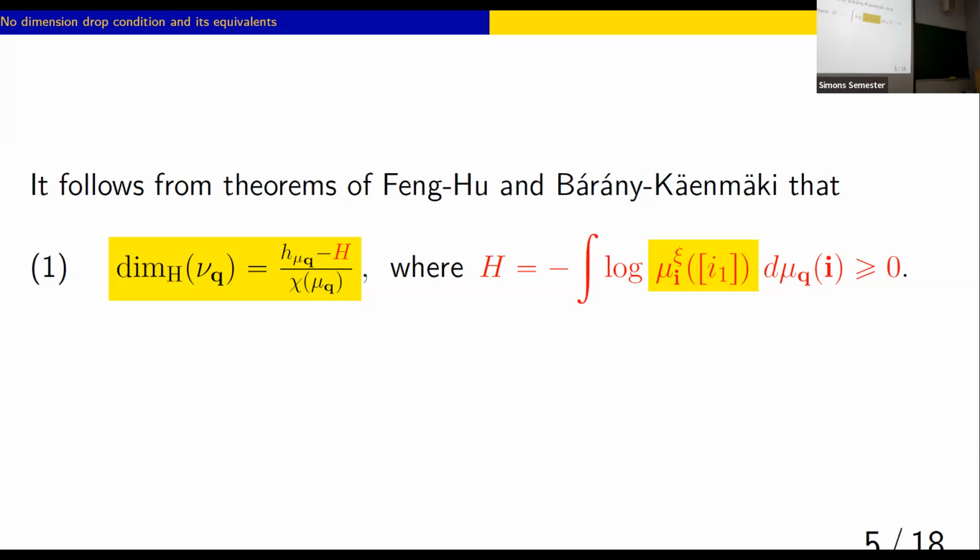how can you get the Hausdorff dimension of the measure? We would be very happy if it was entropy divided by Lyapunov exponent. But due to the effect of the overlaps, sometimes this ratio needs to be decreased. This H is always zero or positive. We need to decrease, subtract something. And this difference was called projected entropy in the work of Feng and Hu.